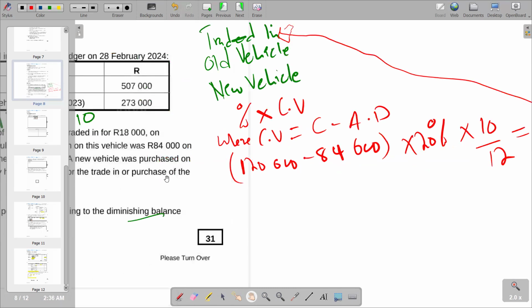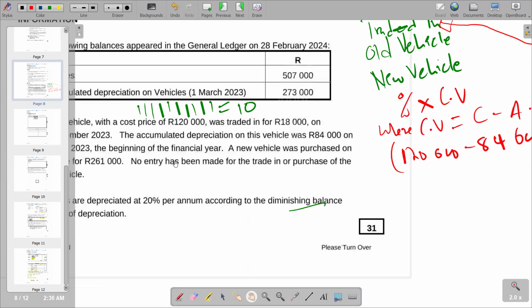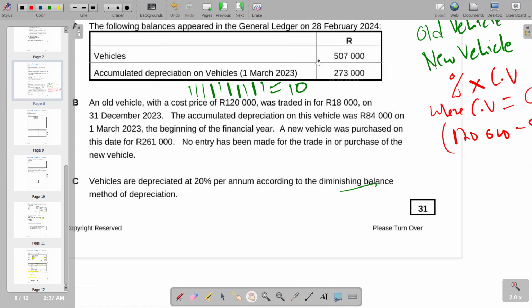We want to now go to the old vehicle. For the old vehicle, remember the balance that we are being given here is 507,000. These are the balances given at the beginning of the period. We would also have accumulated depreciation at the beginning of the period. So we need to find out costs. So this is the cost that we have. This is representing cost. The cost at the beginning without the 120,000 that was traded in.